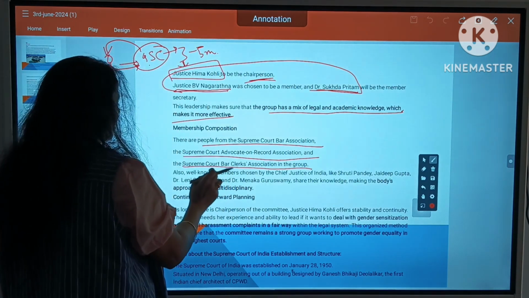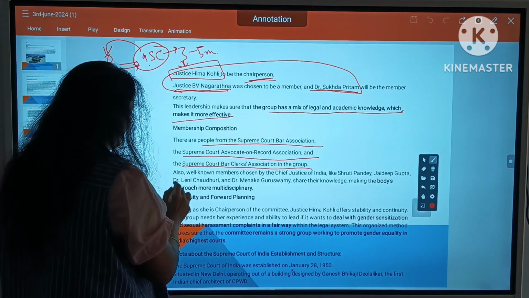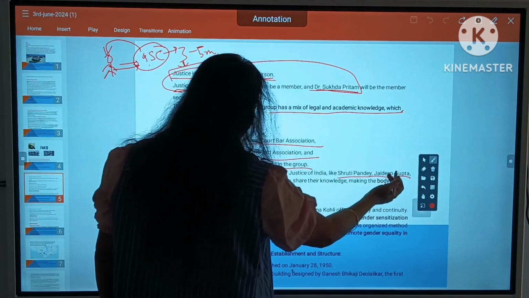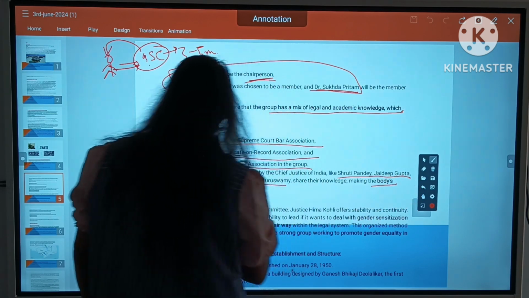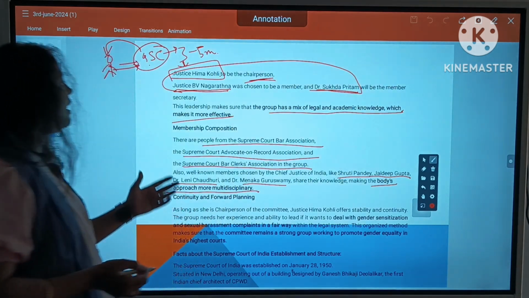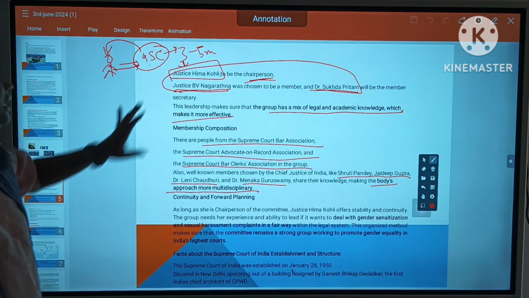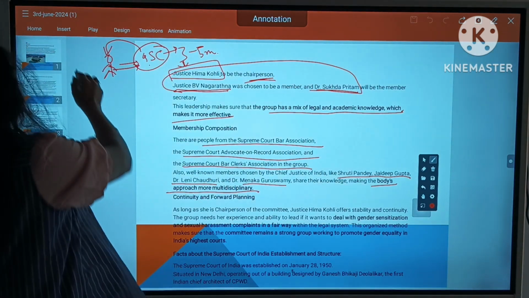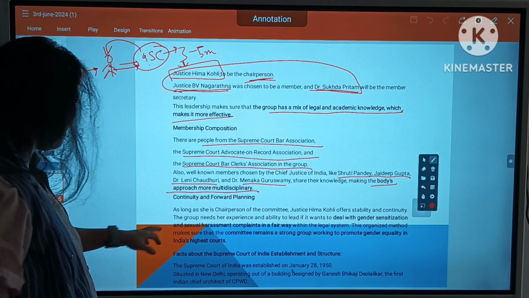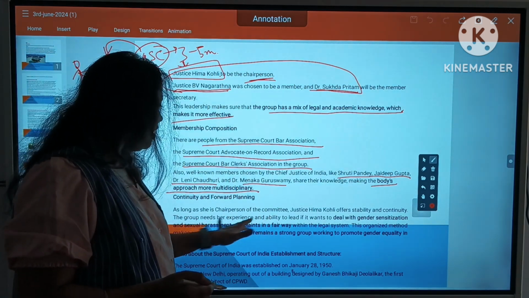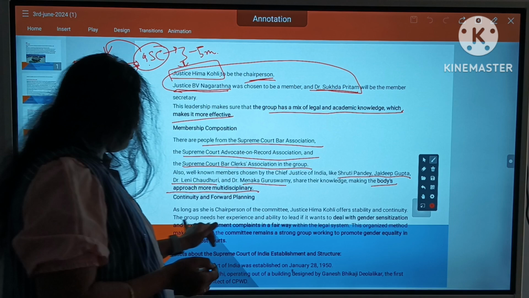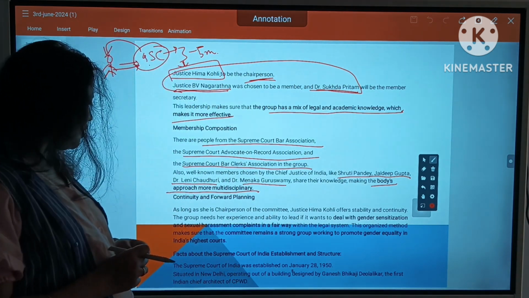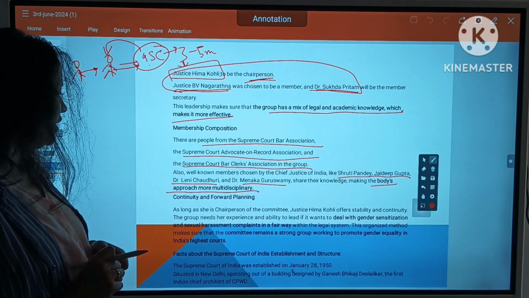Apart from this, there are 3 associations associated with this committee, and Dr. Lenin Chadar, Menaka Guruswamy, Shushti Pandey, Jaideep Gupta. The body approach is more multidisciplinary. Why were so many people taken into this committee? To make it more effective and stronger to fight against males who are harassing women. As chairperson, Hima Kohli offers stability and continuity. The group needs her experience and ability to lead if it wants to deal with gender sensitization and sexual harassment complaints in a fair way within the legal system.